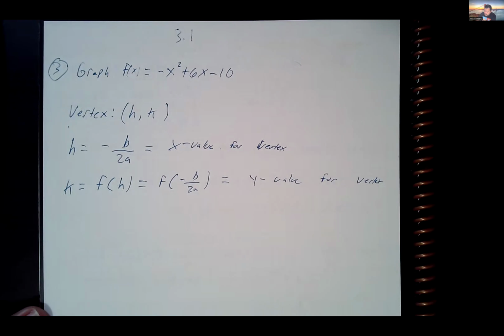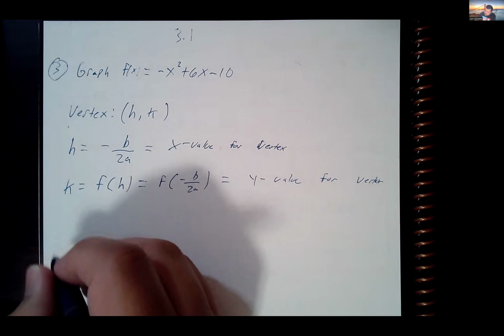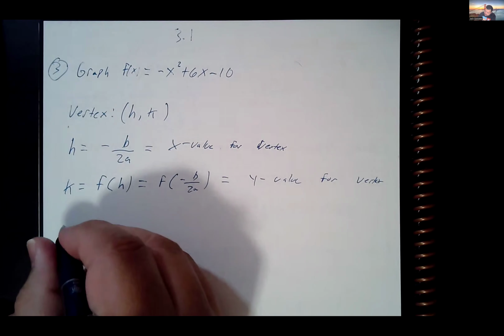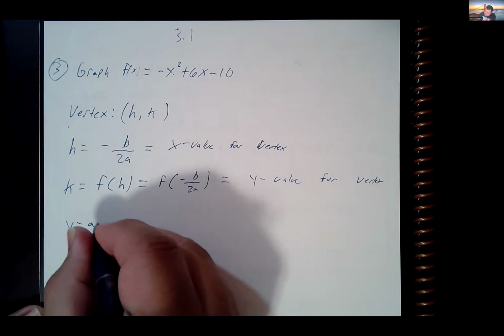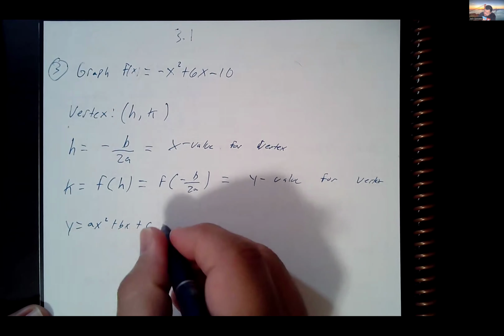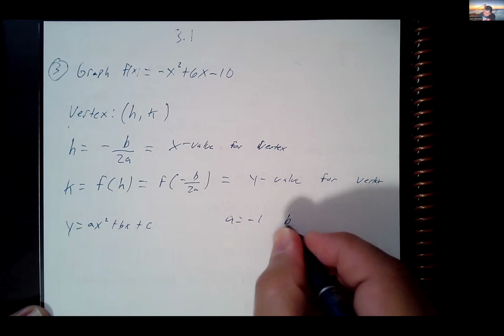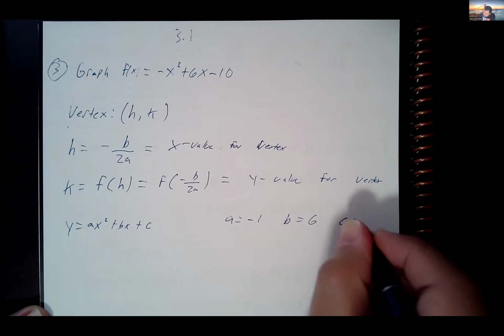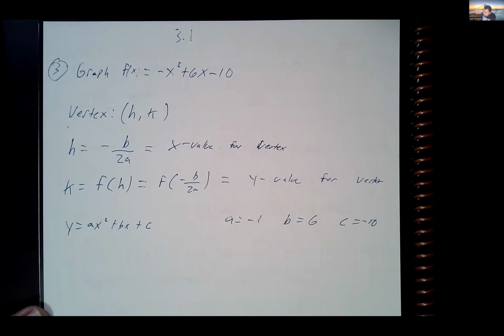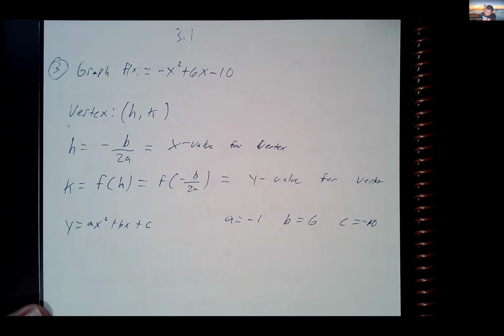Okay. So remember the general form, right? y = ax² + bx + c. So our a is -1, our b is 6, and our c is -10. Although I don't need the c in this case, but it's right there. All right, so plug it in.